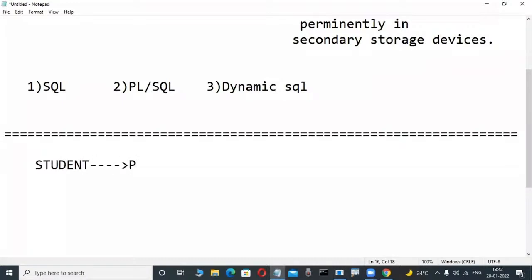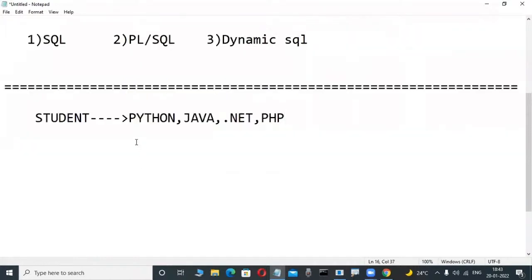Nowadays, they are learning Python, otherwise Java, these types of front end, or .NET, ASP.NET, web-based applications, and PHP. These types of front-end applications, they are learning all. These persons are web-based application programmers. Web-based is also possible in Java or Python.